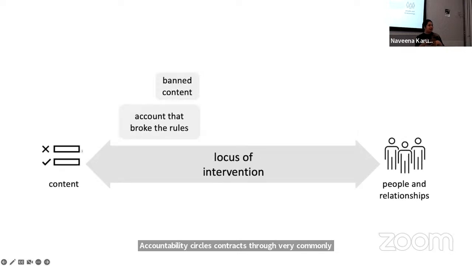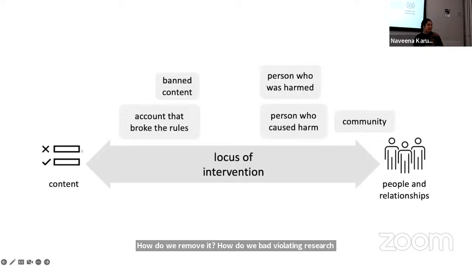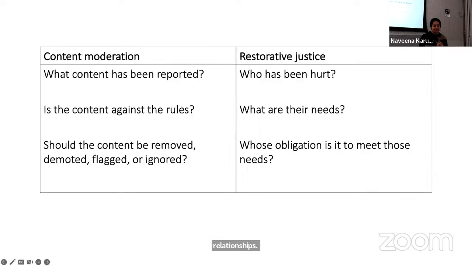And the final spectrum or axes that the two groups differed in was the locus of intervention. So where did they see where intervention should occur? And the moderators usually saw the content as the locus of intervention. So they focused a lot on the content. How do we find the violating content? How do we remove it? How do we ban violating user accounts? And on the other end of the spectrum, the restorative justice practitioners focus a lot more on people and their relationships.